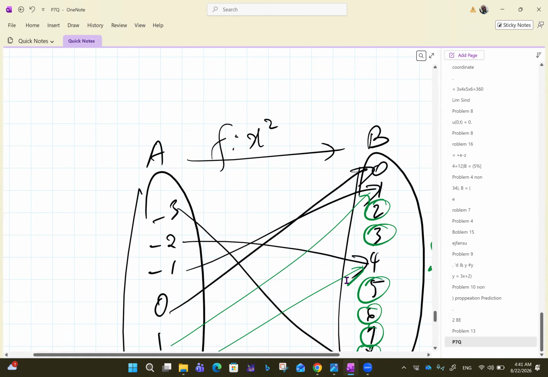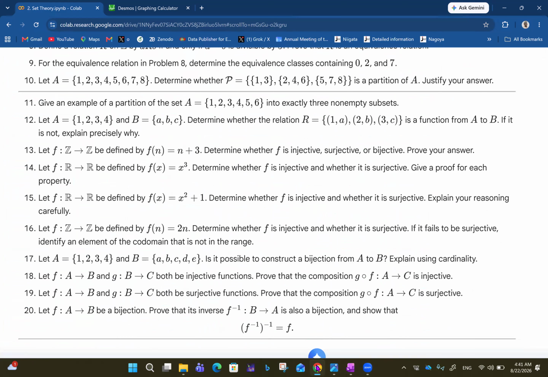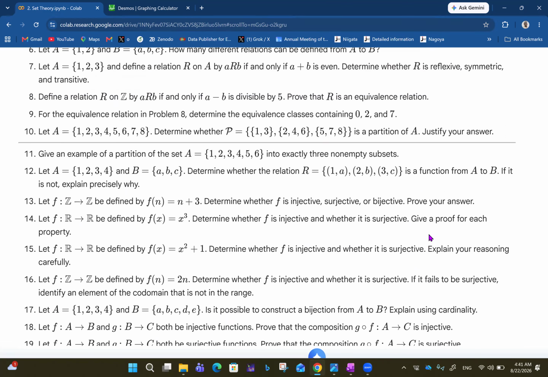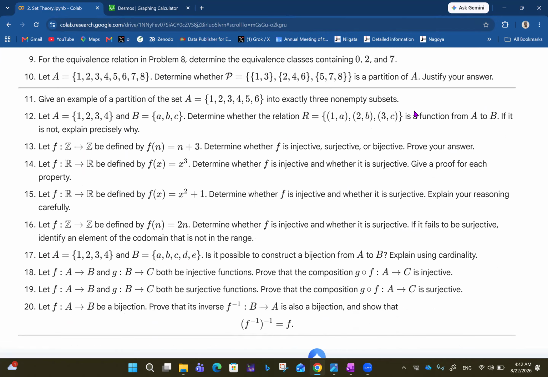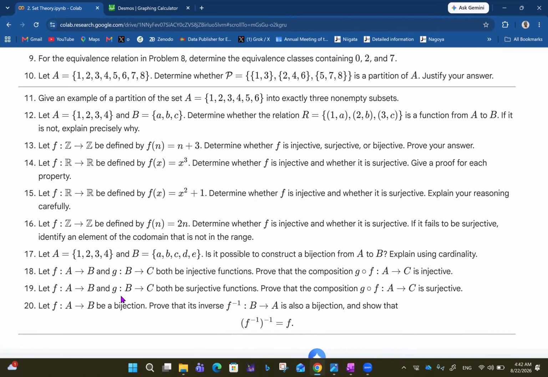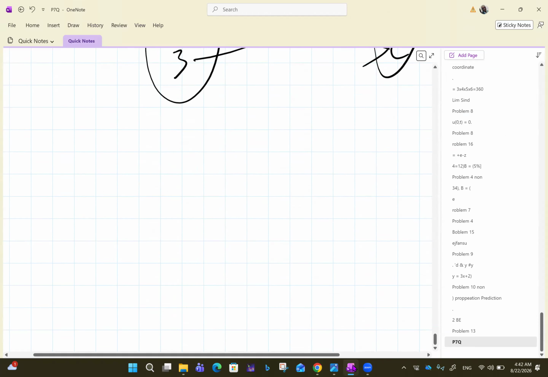Let's see problems 8 and 20 right here. Problem 8 is: define a relation R on Z by A relates to B if and only if A minus B is divisible by 5. Prove that R is an equivalence relation. Then we'll be doing 20: let f from A to B be a bijection. Prove that its inverse, f inverse from B to A, is also a bijection, and show that f inverse inverse is f. So let's go for that.